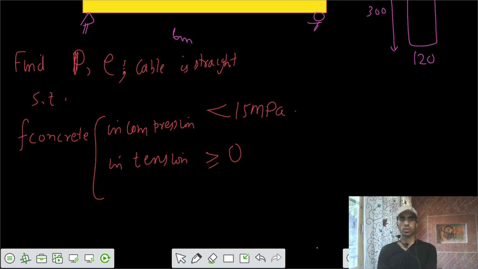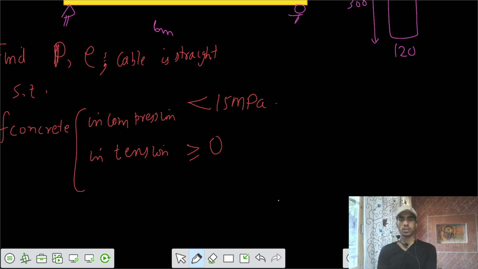So we are calculating for two different stages. We need to say what is the value of P and E for two stages of that stress analysis.